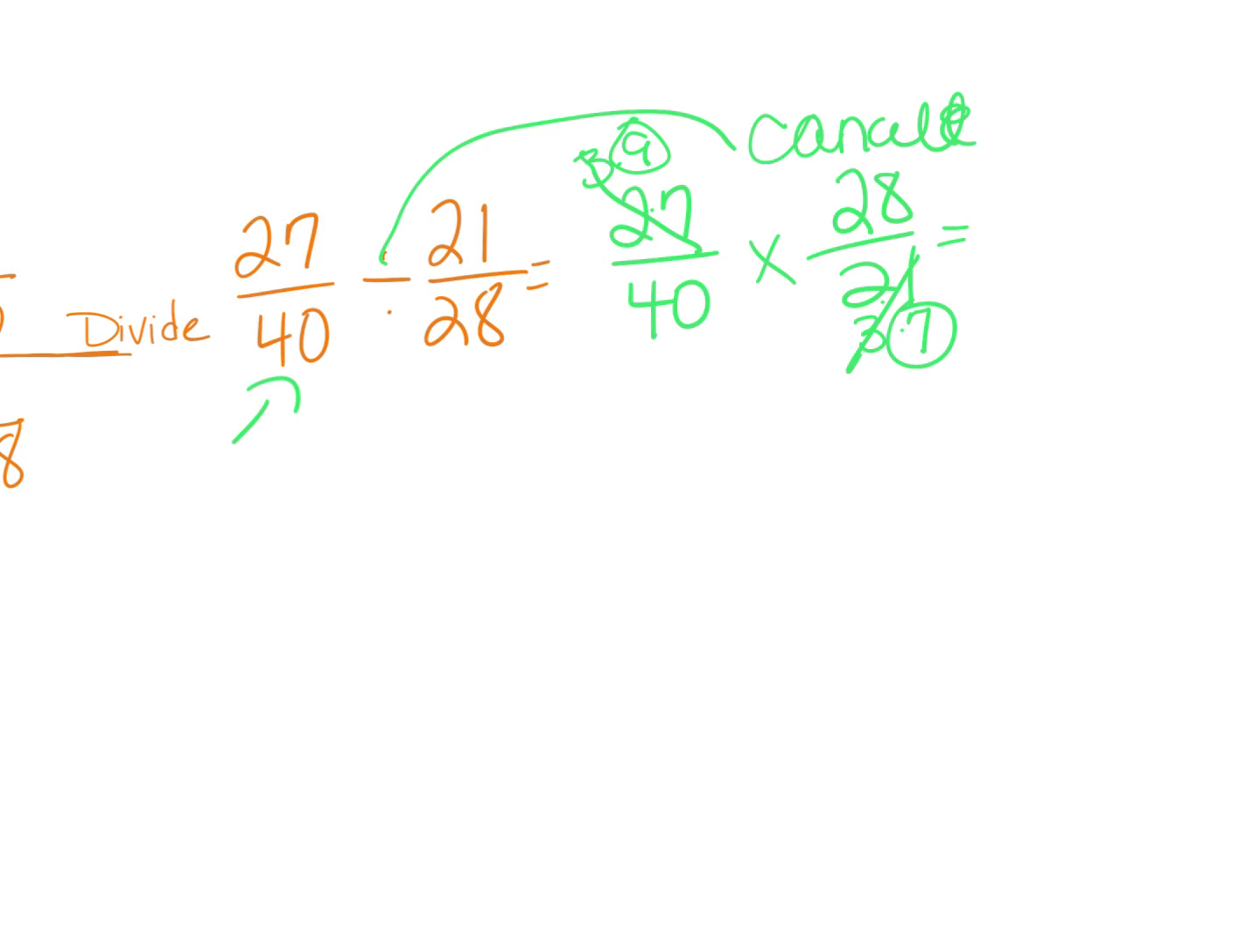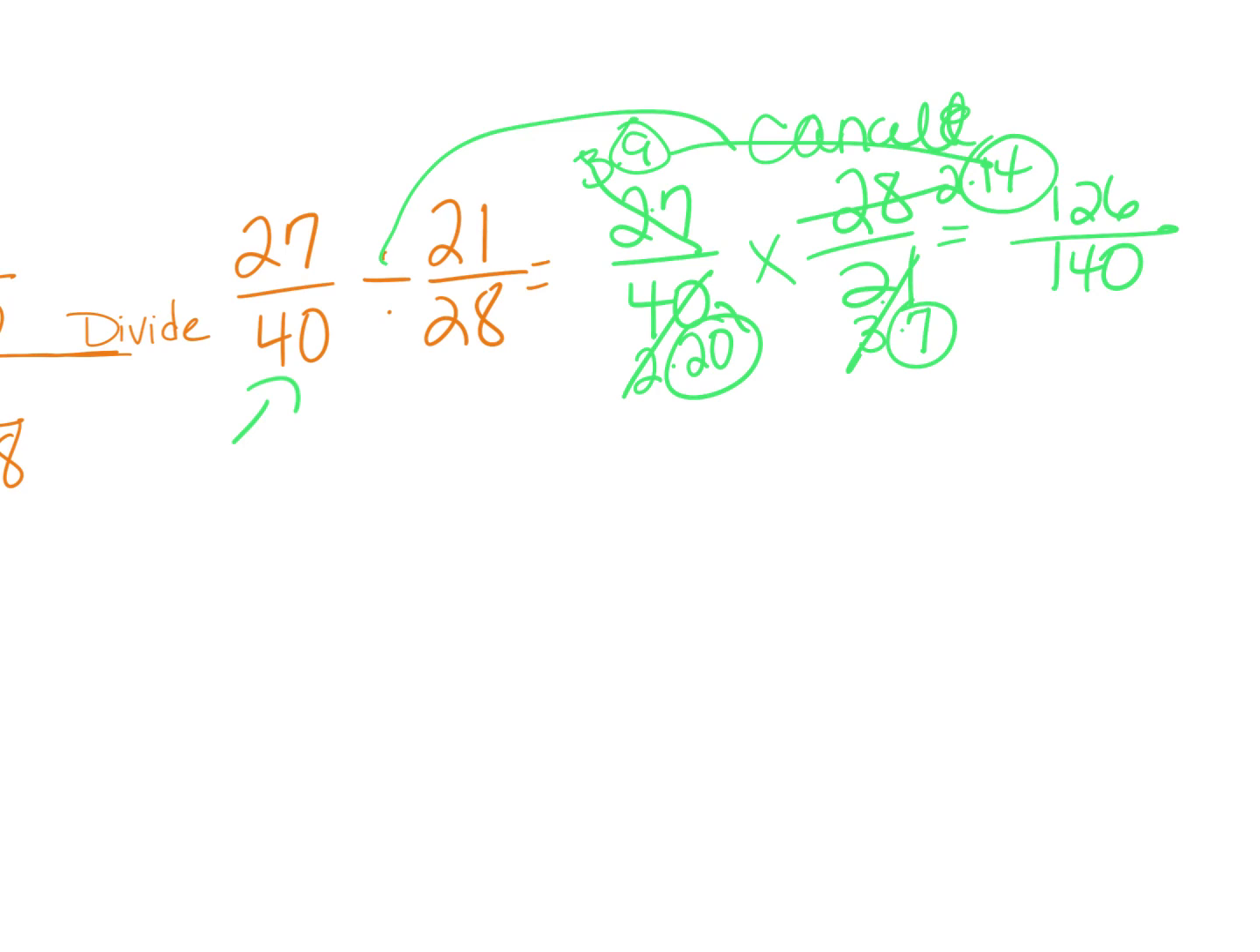Also, I know I can do some cancellation with 40 and 28. All right, so I know that 2 times 20 equals 40. 2 times 14 equals 28. So I can cancel my 2's, and I have 14 and 20, okay? 14, let me multiply this. 14 times 9 equals 126. I multiplied these two numbers. 20 times 7 is 140.